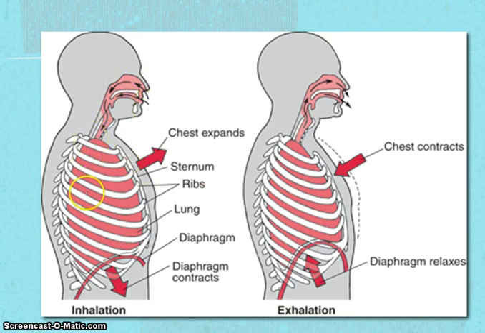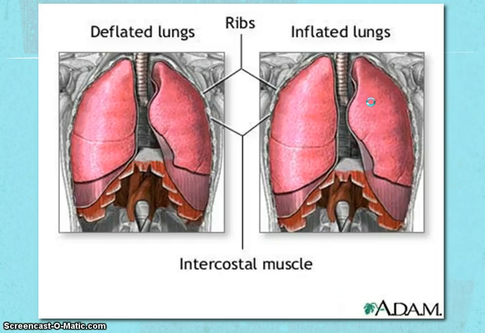So taking a deep breath, you can feel that your chest does expand. Now, the reverse happens when you exhale. The chest will contract and it will then force the air out of the body. This is just showing you some pictures of deflated and inflated lungs, and ribs are just surrounding the different lungs.